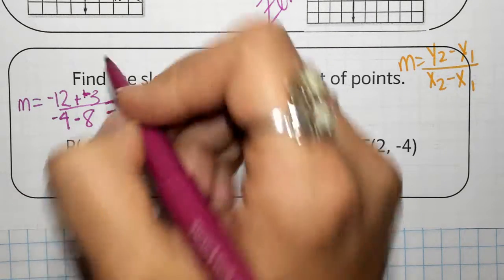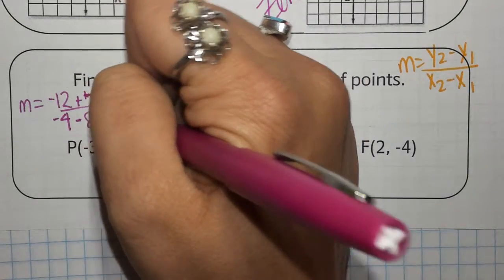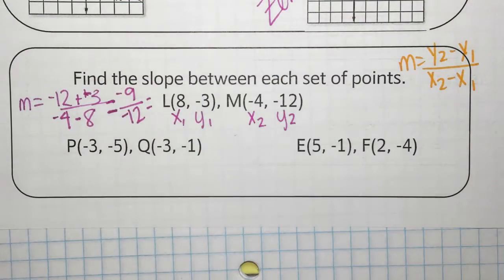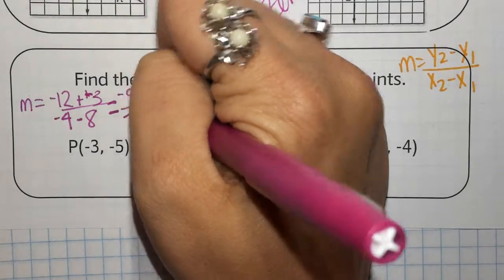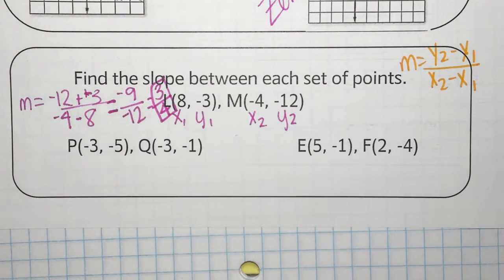Alright, and what's negative 4 minus 8? It is negative 12. What goes into both 9 and 12? 3. What's 9 divided by 3? And 12 divided by 3? 4. And why did I change it to a positive 3/4? Not just two negatives, but a negative divided by a negative, right? Fantastic. If you got it right, take a point.